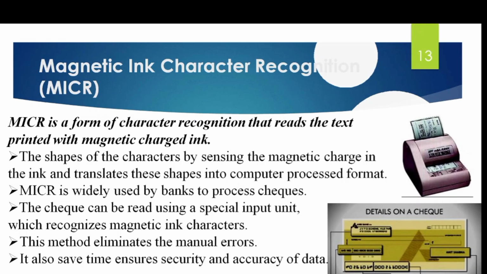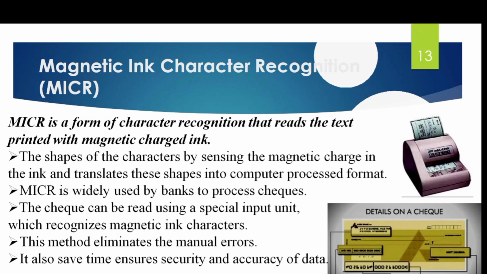The next type of scanner is MICR, magnetic ink character reader or recognition. MICR is a form of character recognition that reads text printed with magnetically charged ink. It reads the shape of the character by sensing the magnetic charge in the ink and translates these shapes into computer-processed format. The best example of MICR is its use with bank checks. It is widely used by banks to process checks.